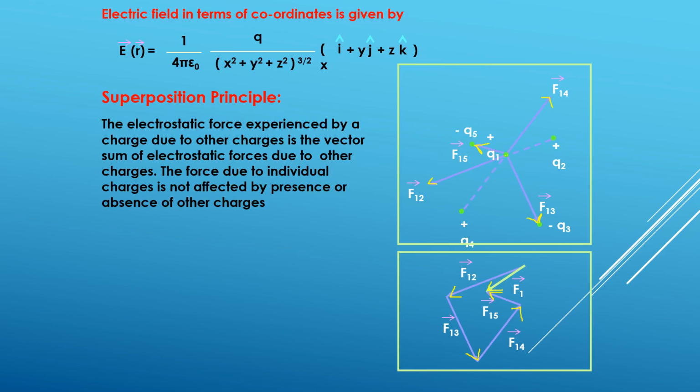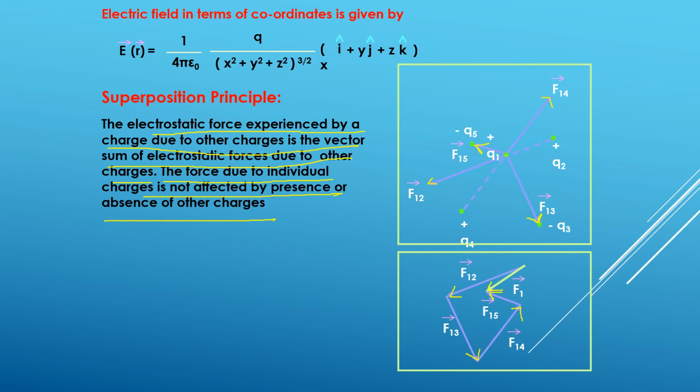So according to the principle of superposition, the electrostatic force experienced by a charge due to other charges is the vector sum of the electric forces due to the other charges. The force due to individual charges is not affected by the presence or absence of other charges. Here we have to take only the forces F12, F13, F14, F15.